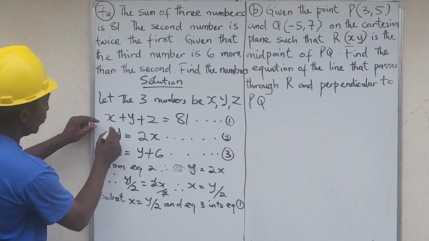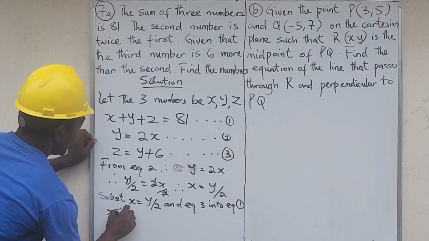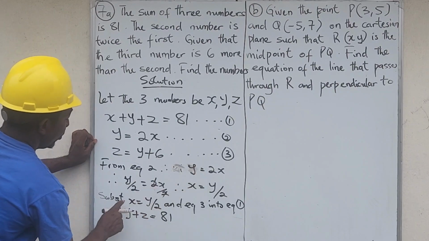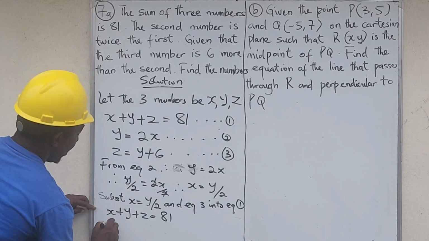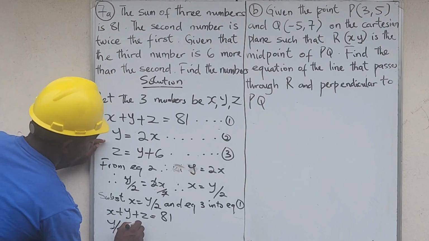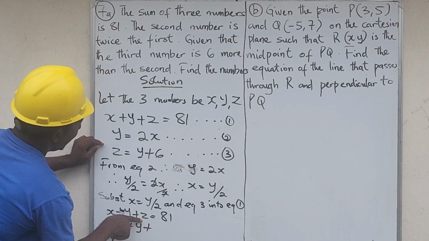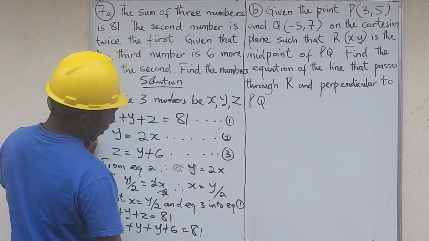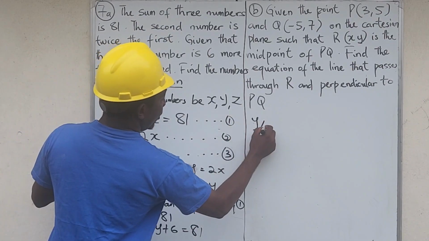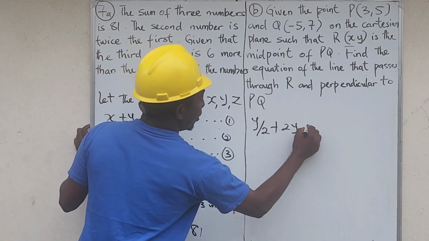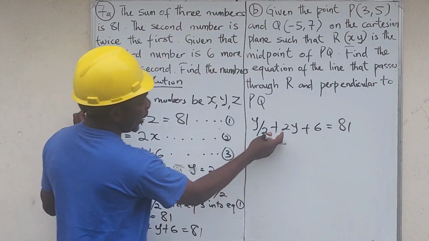Our equation 1 is x plus y plus z equals 81. So we substitute. For x, we have y over 2, plus y, plus z, and our z is y plus 6, equals 81. When we take this up, we have y over 2 plus y plus y, which is 2y, plus 6 equals 81. So that's what we have here.